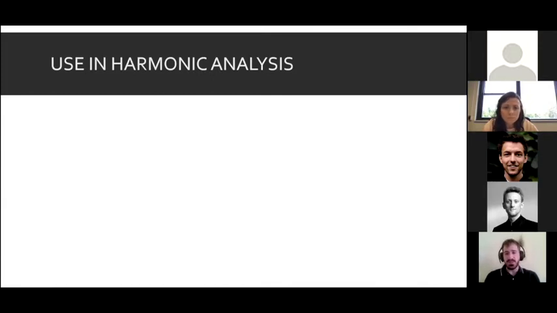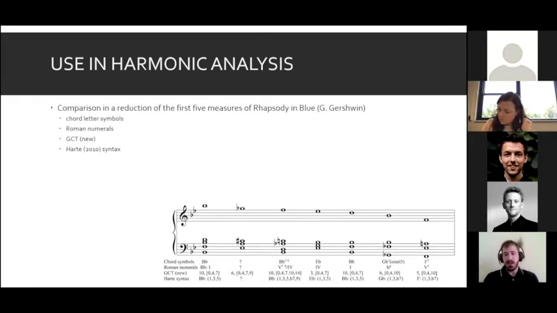In this section, we shall compare different encoding schemata by analyzing the reduction of the first 5 measures of Rhapsody in Blue. Here we see chord symbols, Roman numerals, the new GCT representations, and labels according to the Hart syntax.